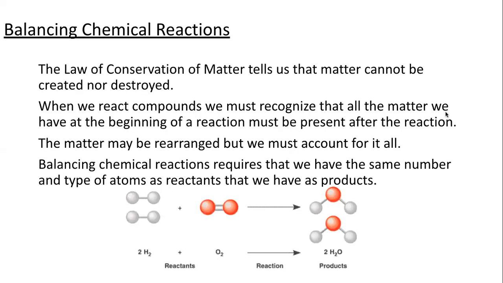So we are going to discuss how to balance reactions. When we react compounds, we must recognize that all the matter we have at the beginning of a reaction must be present after the reaction. The matter may be rearranged, but we must account for it all. Balancing chemical reactions requires that we have the same number and type of atoms as reactants that we have as products.